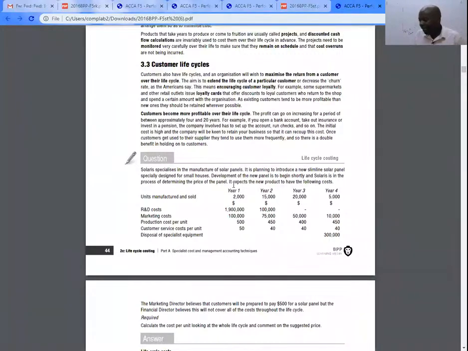So the marketing director, we are told, believes that the customers will be prepared to pay $500 for a solar panel, but the finance director believes that this will not cover all of the costs throughout the life cycle. So they want us to calculate the cost per unit, looking at the whole life cycle, and comment on the suggested price. What a great examiner. An examiner who is wishing us success.